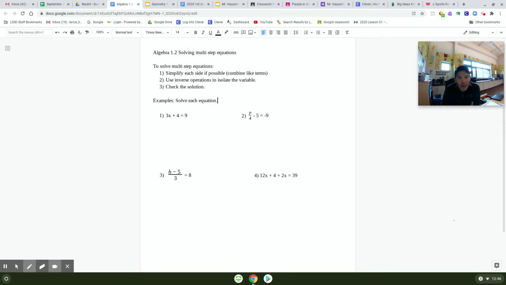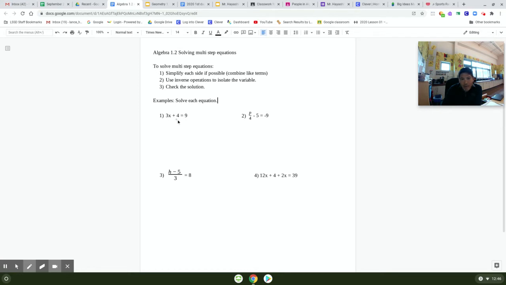Example 1, here's what I would suggest. Besides just going at it and trying to start solving the equation, if you just read the equation out loud, 3x plus 4 is equal to 9, that should give you an idea of what's being done to the variable. The first thing that's being done to the variable is x is being multiplied by 3. That's actually the last inverse operation that I want to do. And then after x is being multiplied by 3, you're adding 4.